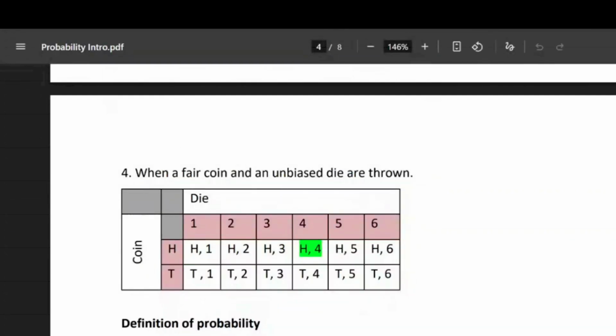Or the coin brings tail, the die brings 1. The coin brings tail, the die brings 2. Tail 3, tail 4, tail 5, or tail 6. These are the only possibilities when you toss a Ludo die and a coin, nothing more, nothing less.